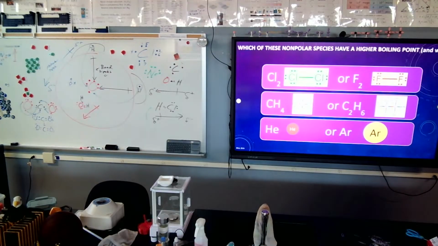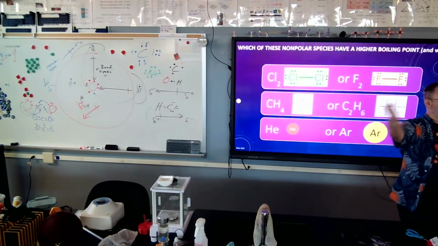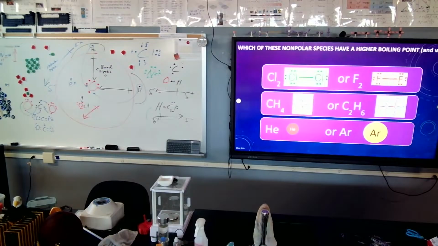Okay, if you think chlorine has stronger intermolecular forces, point that direction. If you think fluorine has stronger intermolecular forces, point that direction. Interesting. Huh, one of you got it right.